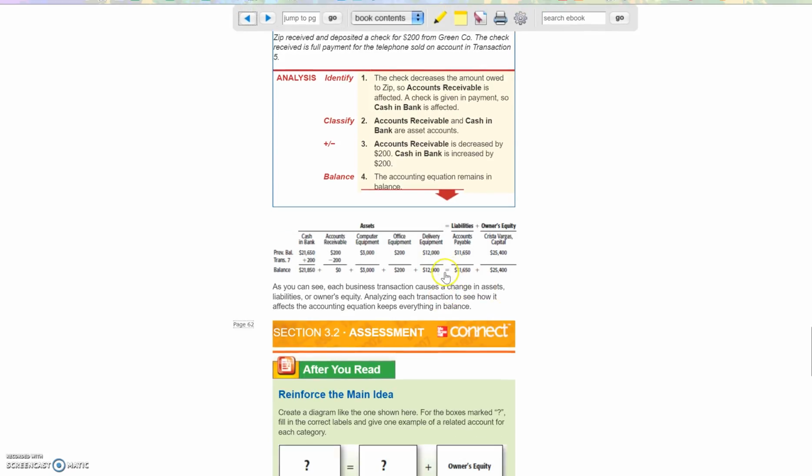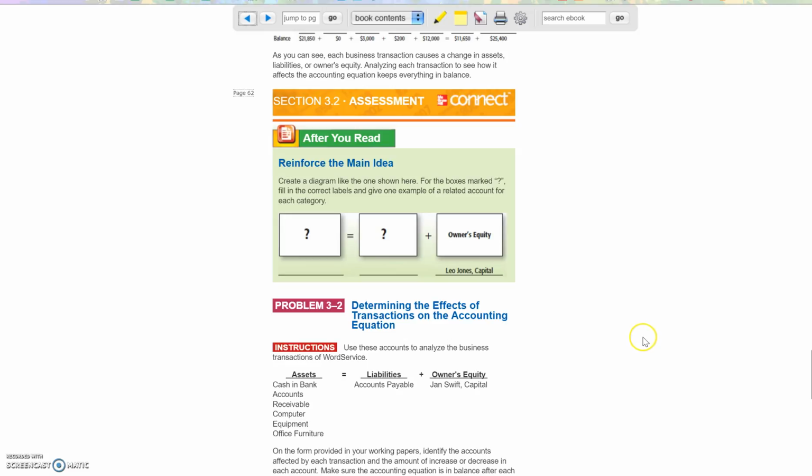So this is one of those transactions where nothing happened on the right side of our equation. Two assets, one went up and one went down. And our equation remains in balance. So that's section 3.2.